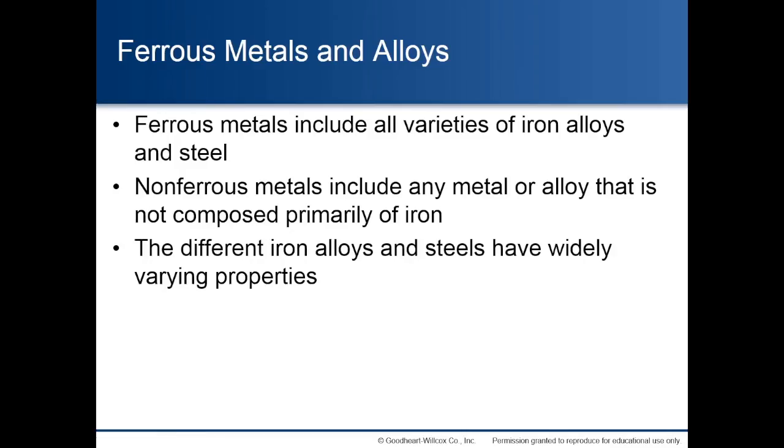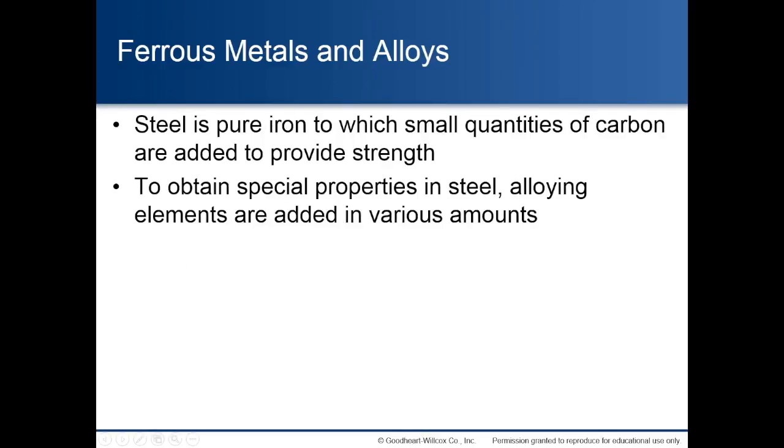Ferrous metals and alloys. Ferrous metals include all varieties of iron alloys and steel. Non-ferrous metals include any metal or alloy that is not composed primarily of iron. The different iron alloys and steels have widely varying properties. Steel is pure iron to which small quantities of carbon are added to provide strength. To obtain special properties in steel, alloying elements are added in various amounts.